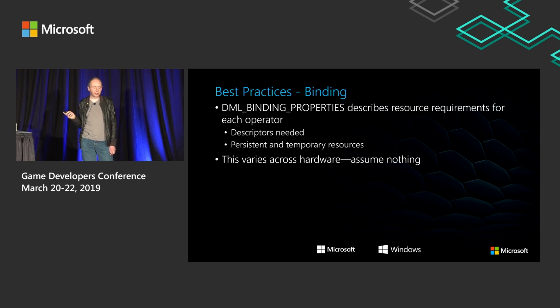When you bind these resources, you'll need to get the DML binding properties struct, which you get from GetBindingProperties, which Adrian also discussed. This tells you things like how many descriptors you need to provide and whether it needs any persistent or temporary resources. Now, Adrian did go into this, but I really want to stress, you really can't make any assumptions here. I got burned a few times during sample development where I thought I knew, for example, how big of a persistent resource I needed, but then I ran on different hardware or I even just upgraded my driver and suddenly that changed on me. So always make sure you get these dynamically and provide what it requests.